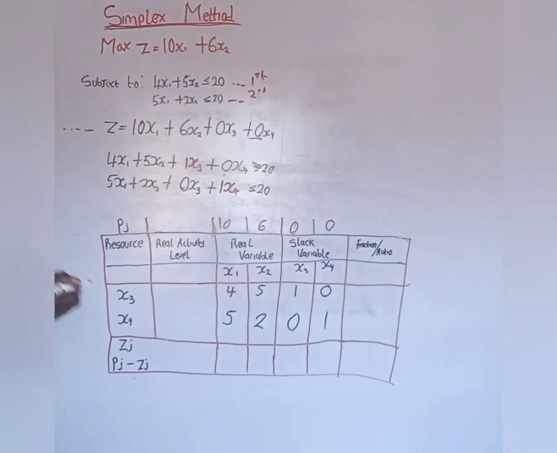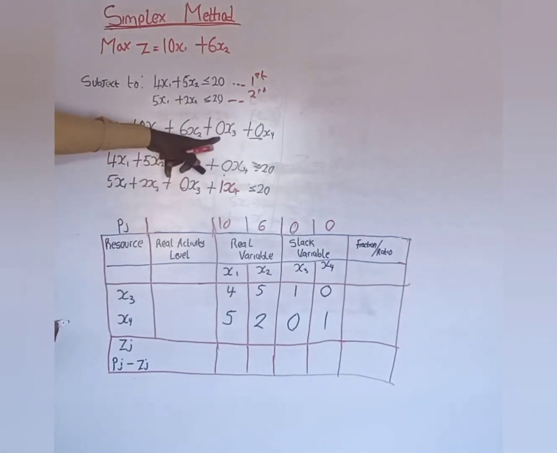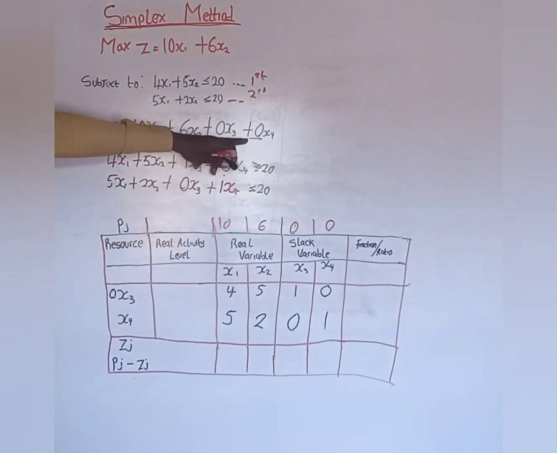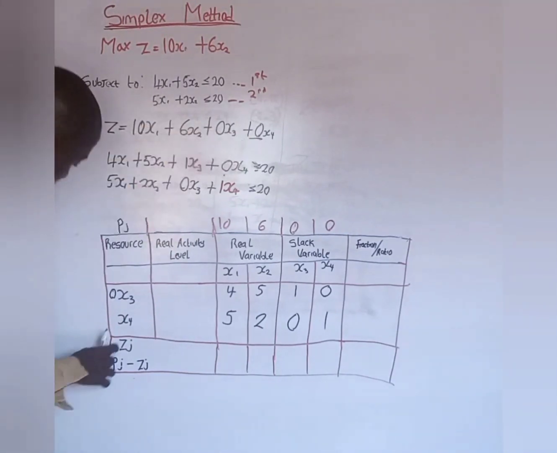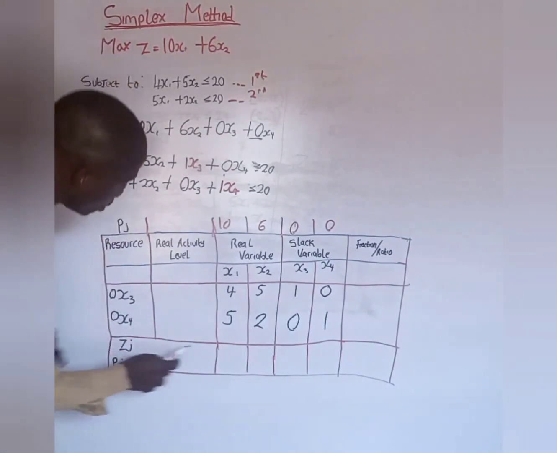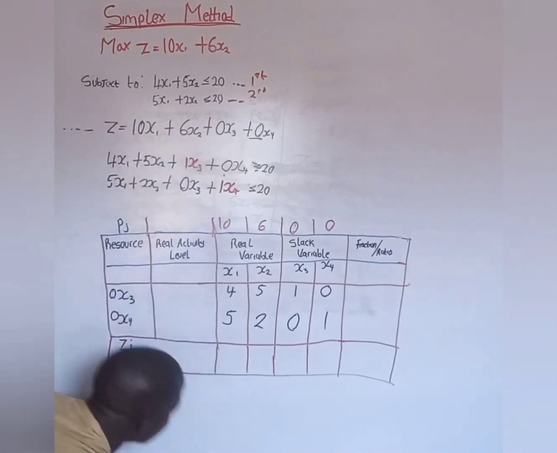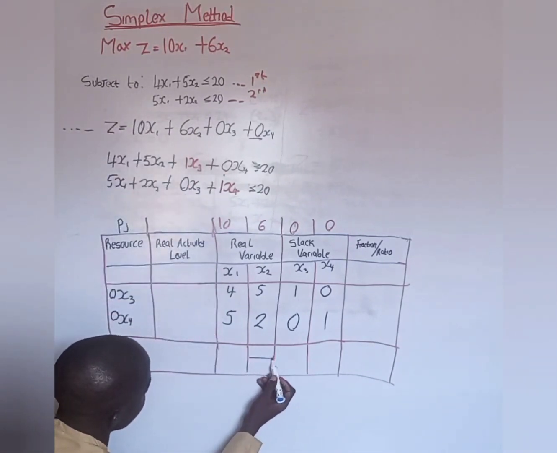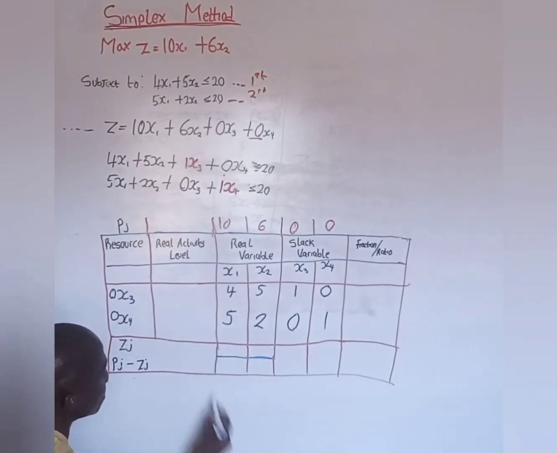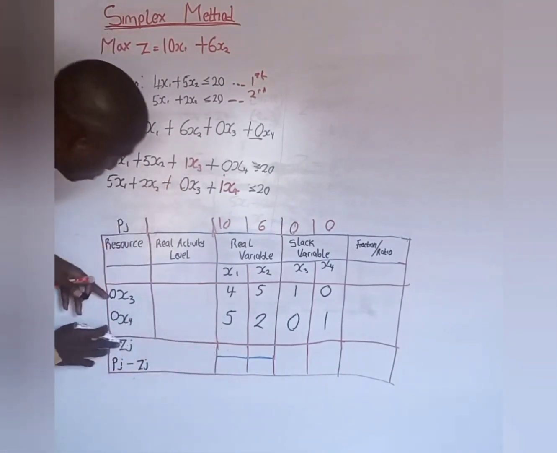Don't forget that the coefficient of x3, which is the slack variable, in our objective function is 0. So I'm going to be having 0 here. And the coefficient of x4 in our standard objective function is 0. So now I have this. If I want to get the value of ZJ in this place, this is how I ought to get it.